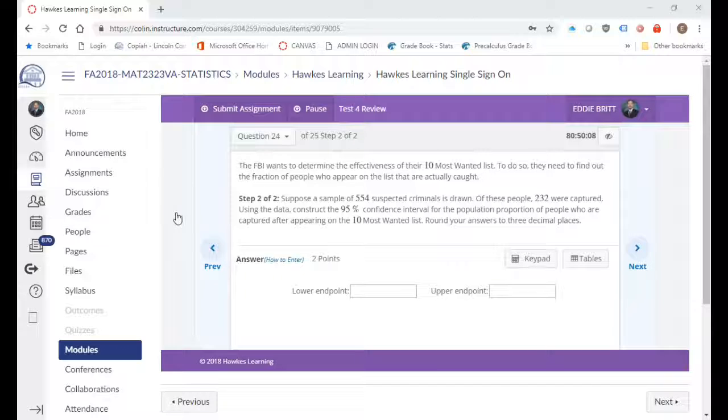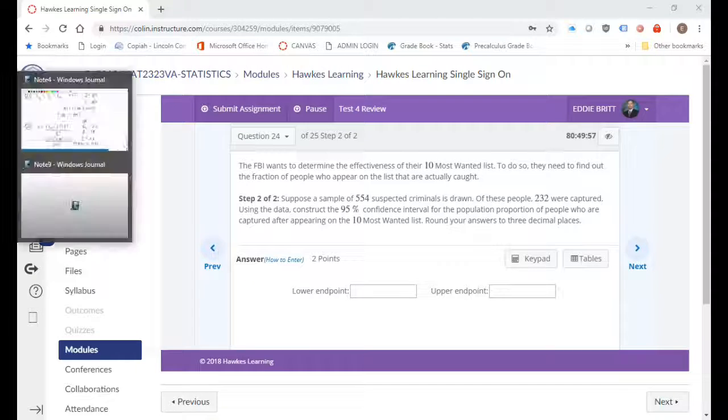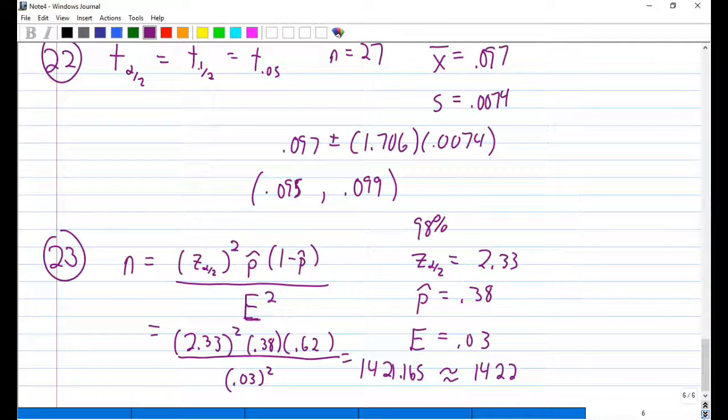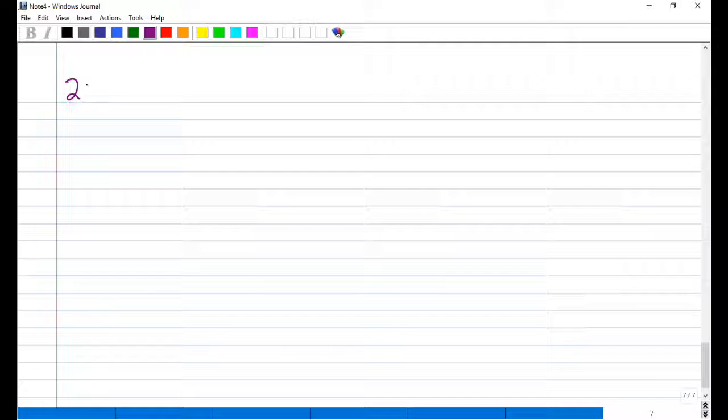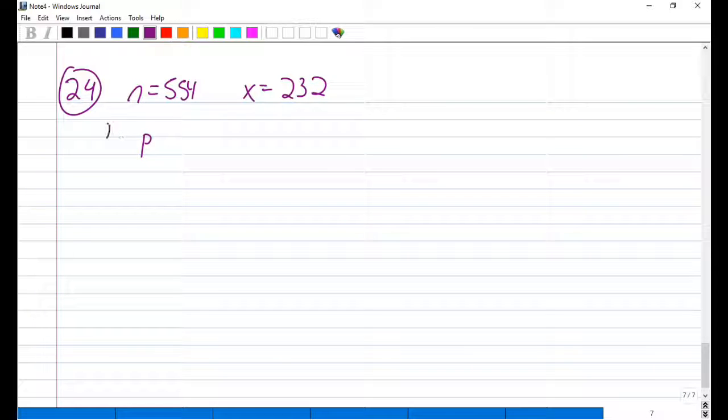All right, so we're going to need that proportion that we had, that 0.419. I'm not going to use that. I'm going to carry it out a couple of places. Okay, so this is number 24. We had n equals 554, x equals 232, and we figured out in step 1 that p hat was equal to 0.41877, but we had to round that to 3 places.